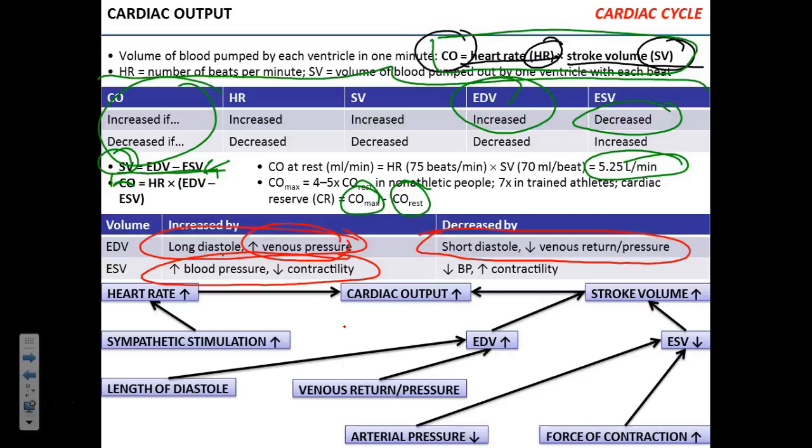So heart rate is not directly related to the ESV. That makes sense? But you're right. When you work out, your end systolic volume will be lower. Why? Exactly. Because your heart is working harder to squeeze the blood out. Does that make sense?